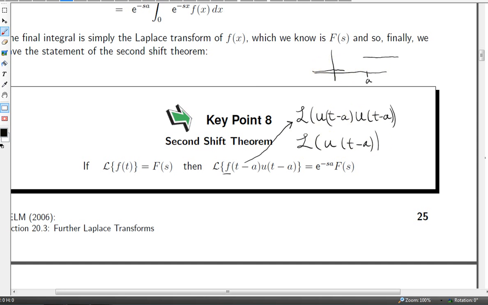So if we have two of these functions and we multiply them together, we just get the same back because the height is 1. So we just get 0 times 0 here, which is 0, and we get 1 times 1 here, which is 1. So the product of these functions is just u of t minus a. And we can see here that the result is going to be e to the minus sa times big F of s, where big F of s is the Laplace transform of little f of t.